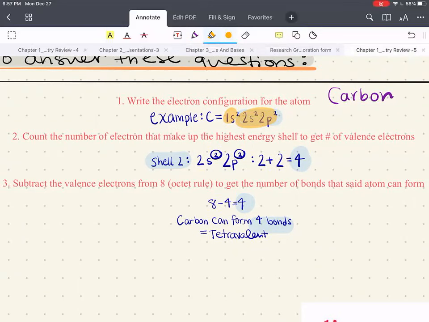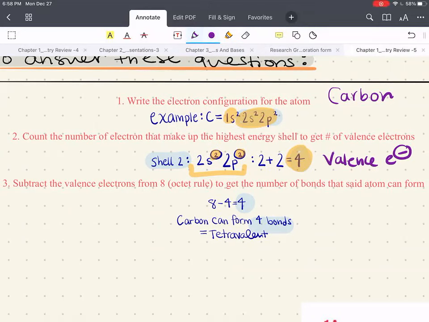So we're going to write that and then count how many electrons make up the highest energy shell. There are 2 electrons in the 2s orbital and 2 electrons in the 2p orbital, and that makes up 4 electrons. That right there is the number of valence electrons that carbon has. Carbon has 4 valence electrons. Now, from this, we can also predict the number of bonds that carbon can form.